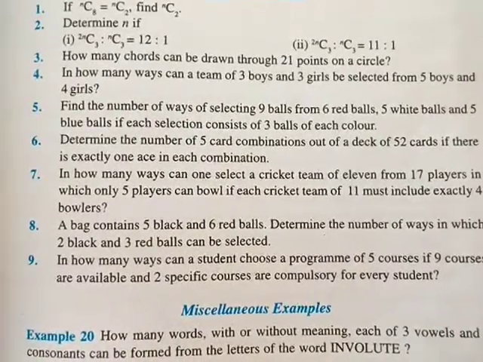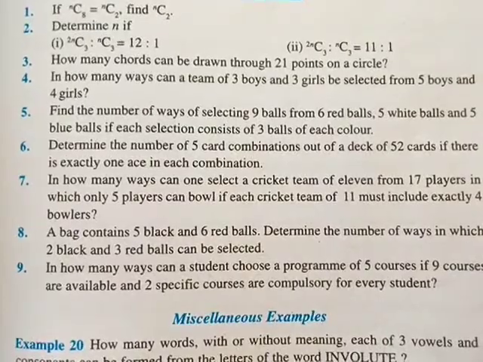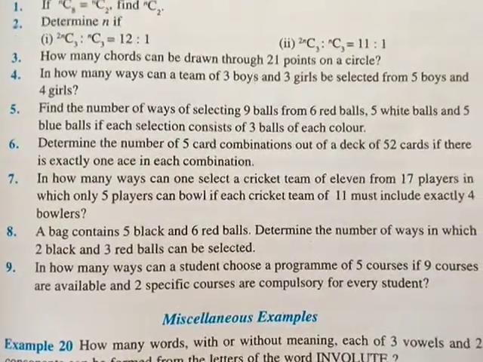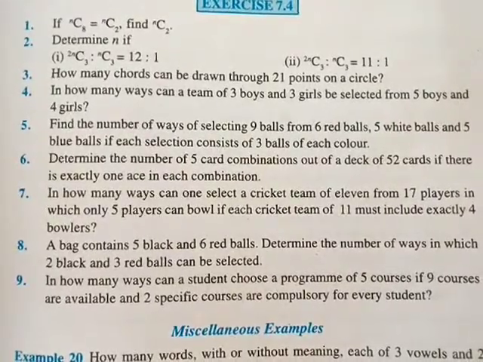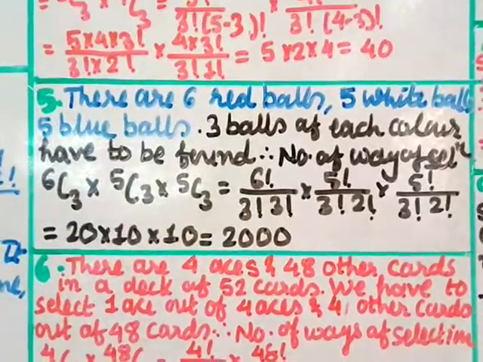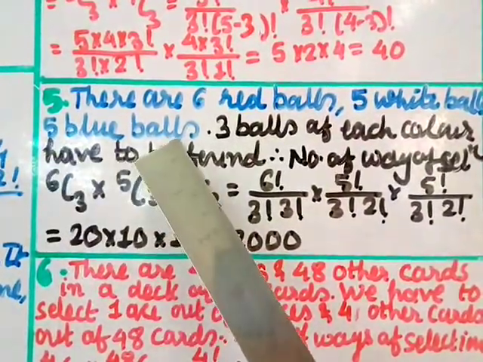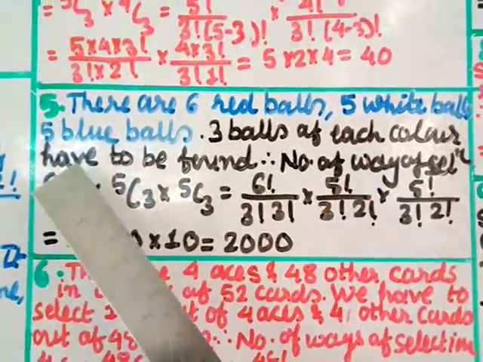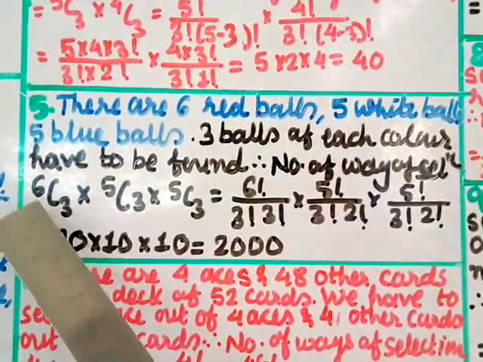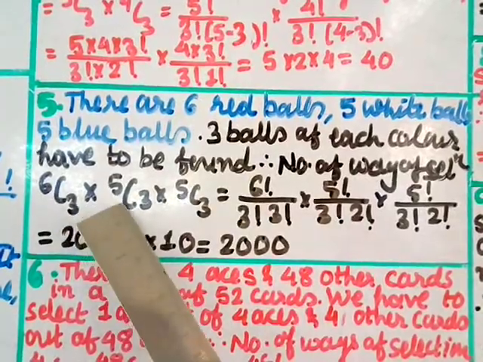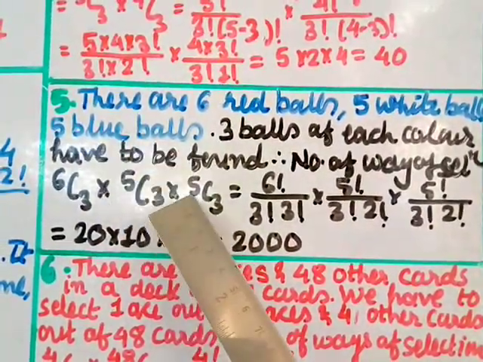Question number 5. Find the number of ways of selecting 9 balls from 6 red balls, 5 white balls and 5 blue balls if each selection consists of 3 balls of each color. There are 6 red balls, 5 white balls and 5 blue balls. 3 balls of each color have to be found. Therefore, number of ways of selection will be 6C3 from the 6 red ball into 5 white ball, that is 5C3, into 5 blue balls, that is 5C3.